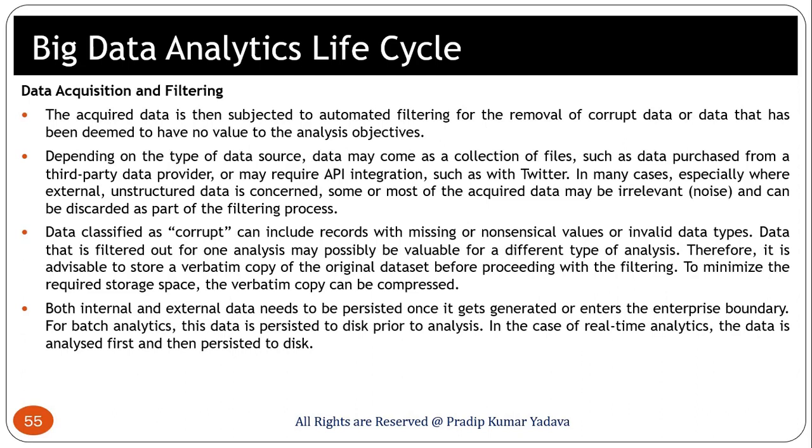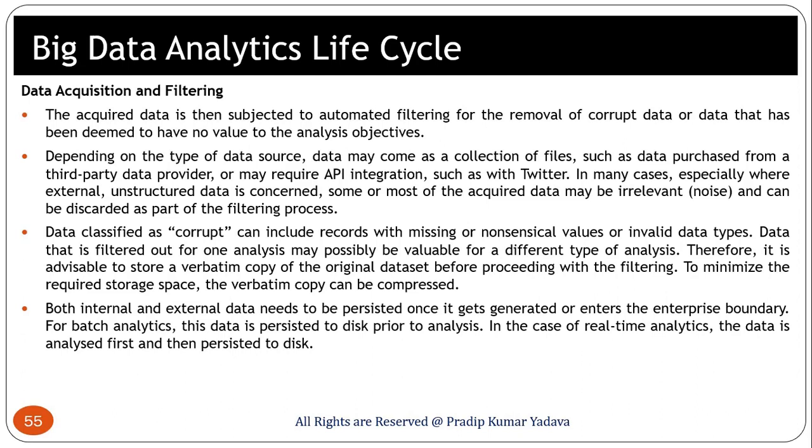data may come as a collection of files, such as data purchased from a third-party data provider, or may require API integration, such as with Twitter. In many cases, especially where external unstructured data is concerned, some or most of the acquired data may be irrelevant. That is called noise also, and can be discarded as part of the filtering process.